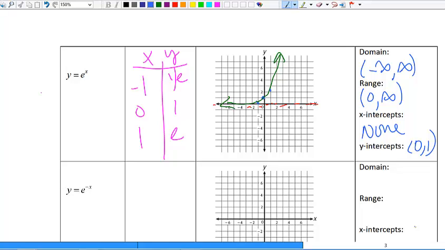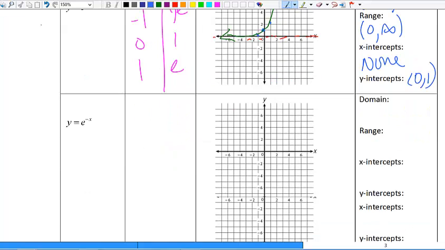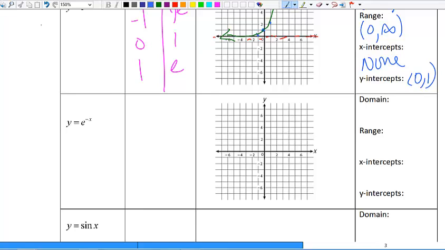Okay, now something interesting happens when we compare it to e to the negative x. Kind of scroll down. I'm going to use similar numbers, but you're going to see a slight direction change here. So I'm still going to use negative 1, 0, and 1. However, this time when I put negative 1 in, I get e. I still get 0, 1. And this time when I put 1 in, I get 1 over e.